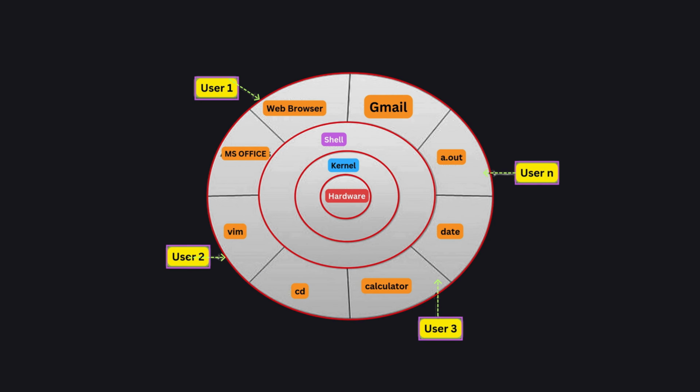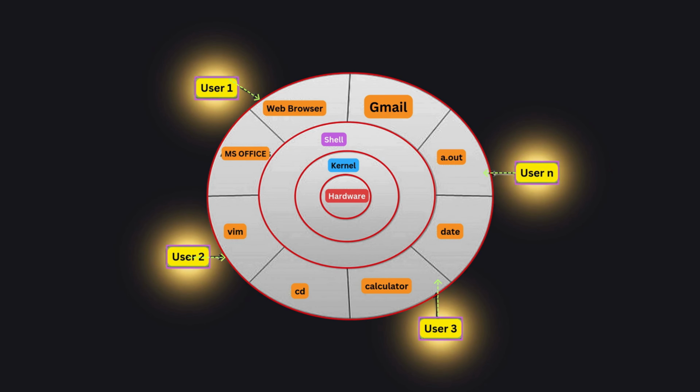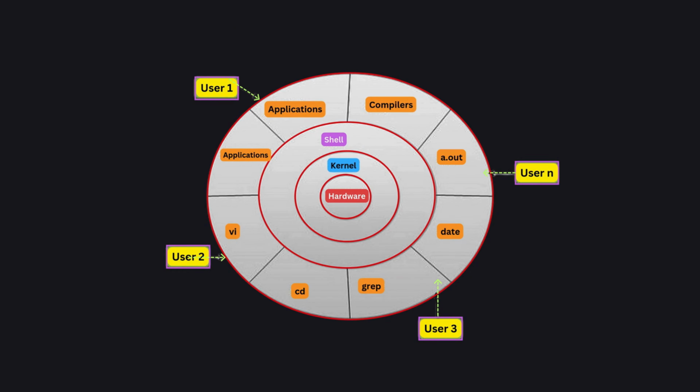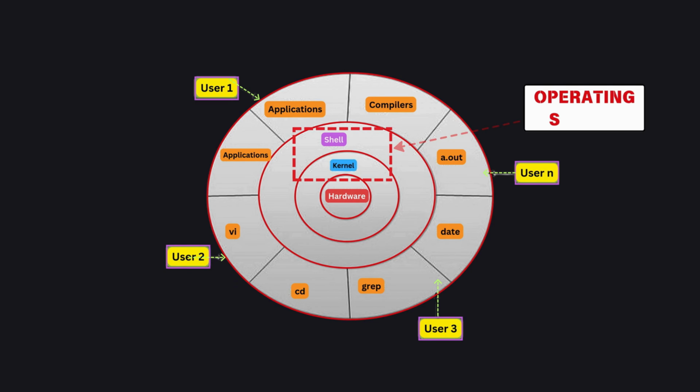On top of the shell, you have user applications such as web browsers, email clients, calculators, office software, or Linux-specific tools like SendMail or Vim. These applications rely on the shell and kernel to communicate with the hardware. Finally, at the top, you have the users, like yourself, who interact with the system through applications or directly via the shell. So this is what the kernel is, and we really need a kernel in any operating system to talk to our hardware.